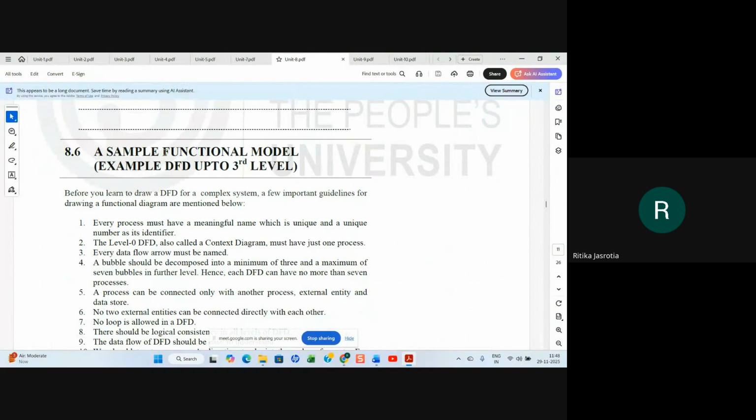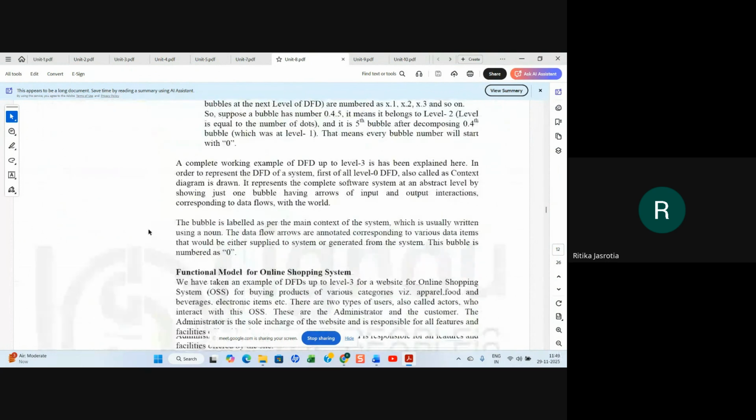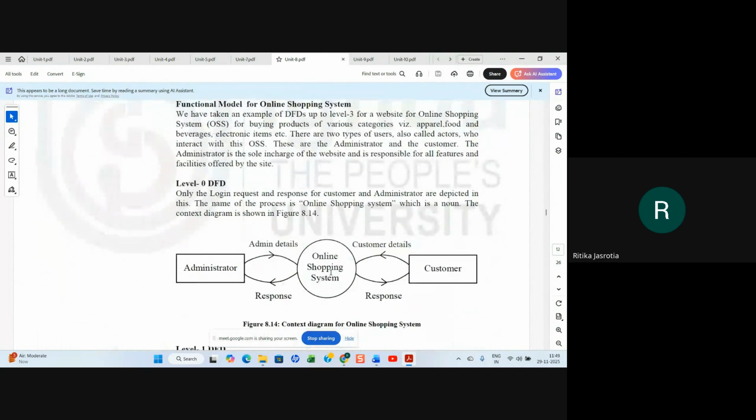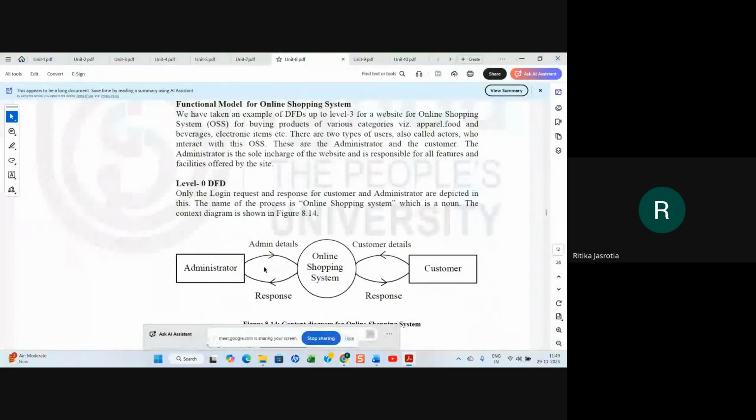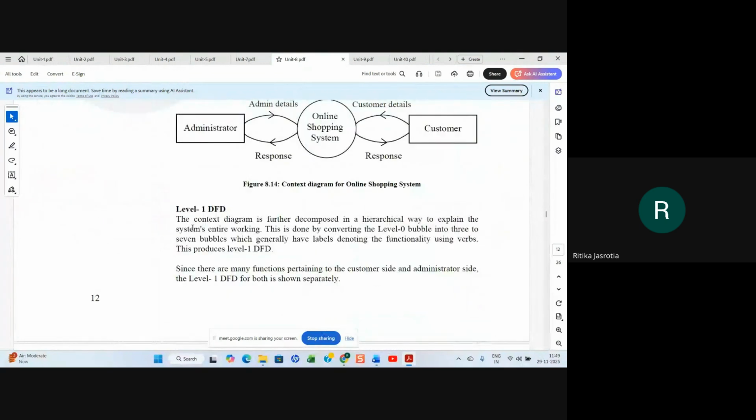So they have made a simple sample functional model. Here they are giving you an example. This is for an online shopping system. You have to make it for an online banking system, I think. You have administrator, you have customer. Administrator gives the admin details and gets a response, and customer also gives the customer details and gets a response. This is a context level DFD, right? The zero level.